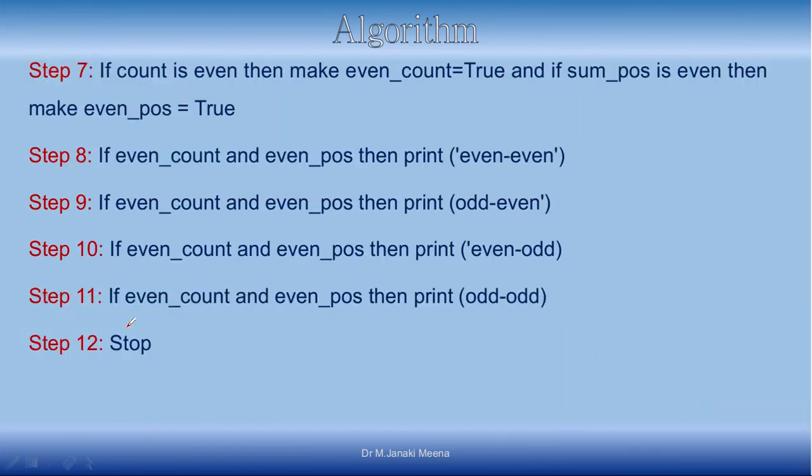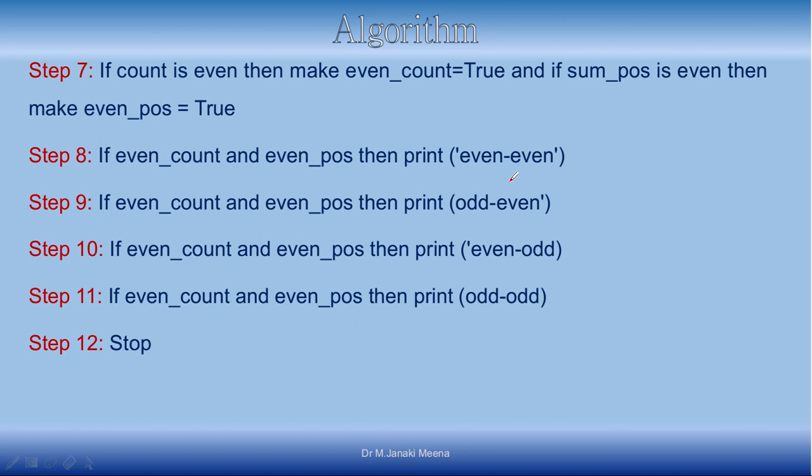After finishing this process, we are going to check whether count is even. If count is even, we assign true to the Boolean variable even count. And for the sum of positions, once again we check: if it is even, then we make even position true. After doing this, we check whether even count and even position are both true, and then we have to print even.